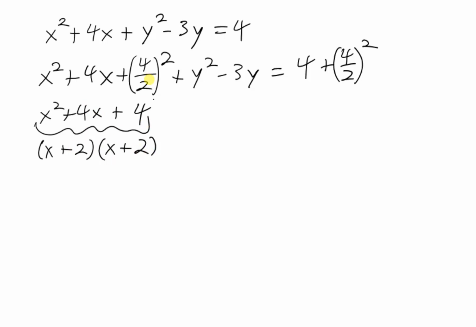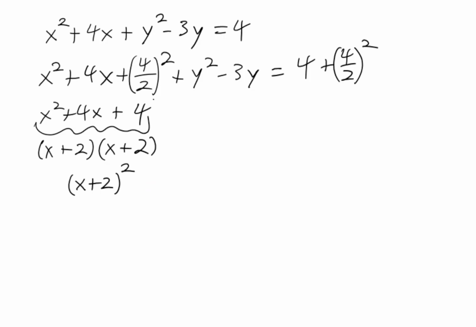So you see, it seems like we really lucked out here. We got (x plus 2) times (x plus 2), which is just (x plus 2) squared. That's the sort of form that we're looking for, all right? So it worked out. Adding this (4 over 2) squared thing turned out to get us this perfect square that we were looking for. So that's kind of nice.